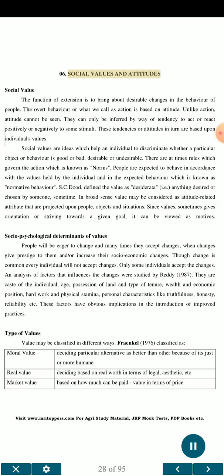Social values and attitudes. Social value. The function of extension is to bring about desirable changes in the behavior of people. The overt behavior, or what we call action, is based on attitude. Unlike action, attitude cannot be seen. Attitudes can only be inferred by way of tendency to act or react positively or negatively to some stimuli.